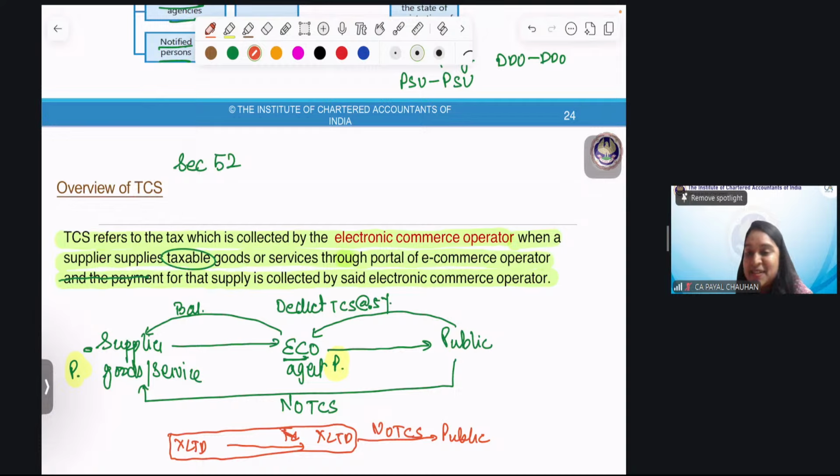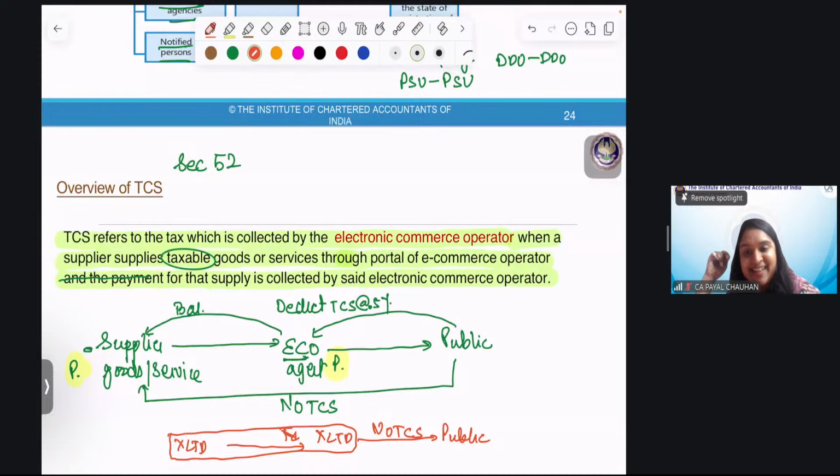Did you understand? No TCS. Yes, Mustafa, you can understand that many websites, many e-commerce operators are selling their own products also. In that case, the TCS will not be applicable. But if the e-commerce platform is used by another supplier to display their goods and sell in the retail market to the public, then yes, the public will make the payment to the e-commerce operator and the e-commerce operator will deduct the TCS. Yes, perfect. Did everyone understand? Yes, Navneet. Perfect answers you are giving.